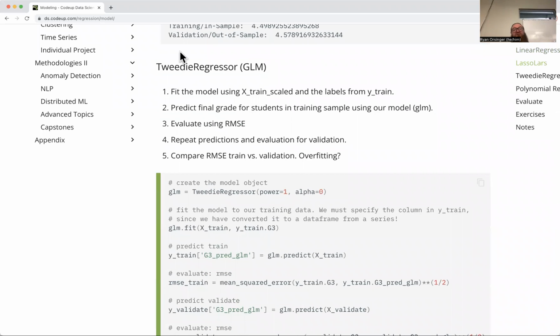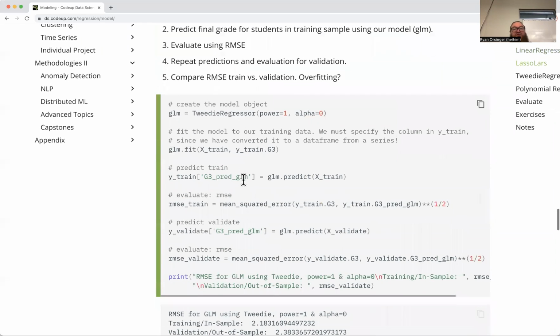Let's bring in our good friend Tweedie regressor. And with the Tweedie regressor, you could as well experiment with the power and the alpha on here. Really, the power is telling the Tweedie regressor what shape of distribution we have. But Tweedie is pretty neat because with the right arguments, it can do what a lot of our OLS models can do, and our polynomial. So we'll make the Tweedie regressor, we'll fit the Tweedie regressor, and we'll make predictions using that Tweedie regressor.